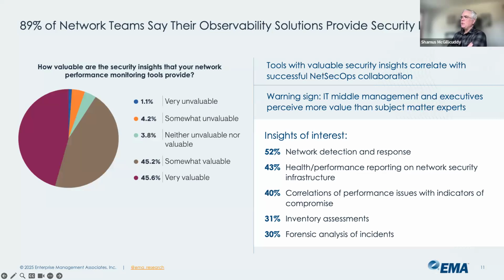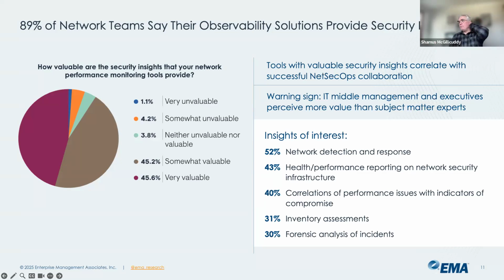We also found that the recognition that tools offer valuable security insights also correlates with successful collaboration between networking and security groups. So that tells you that if you have a network observability tool that provides security insights, chances are when you're trying to partner with your counterparts in the other silo, things are going to go better because you have tools that can facilitate that partnership and create some value for them and teach them that you can help them when they need it.